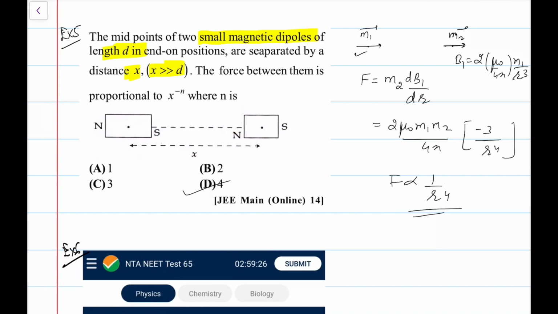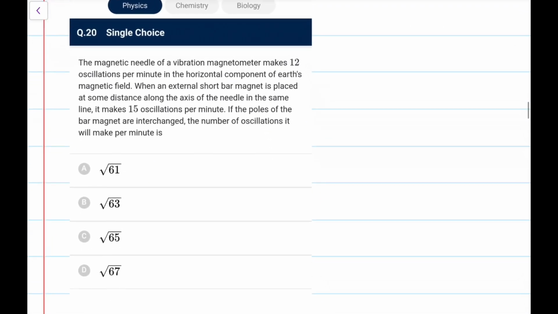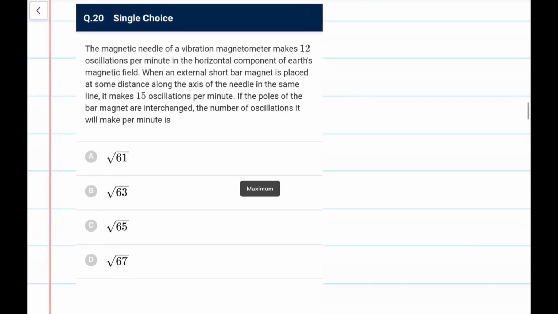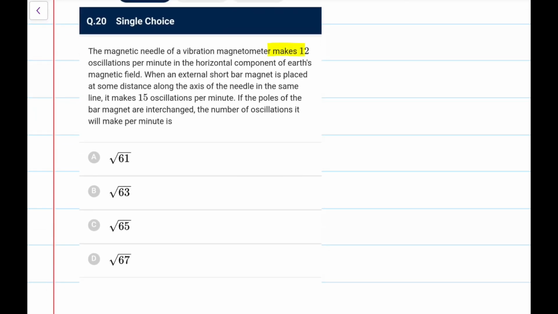The same question is being asked in electric dipoles also. You can do this. Now the magnetic needle of a vibration magnetometer makes 12 oscillations per minute. Always remember, oscillations per minute is frequency, not time period.